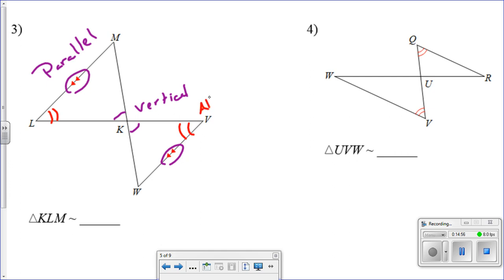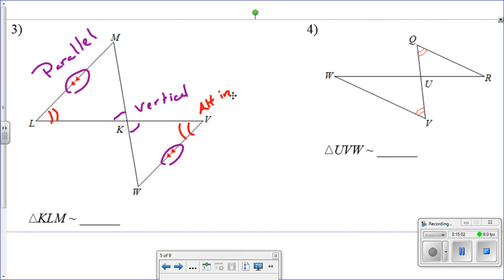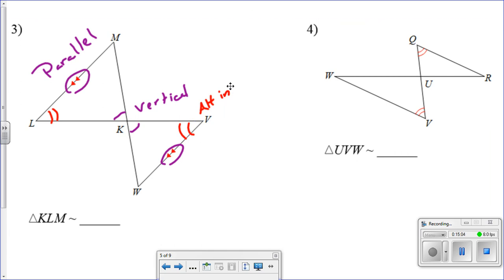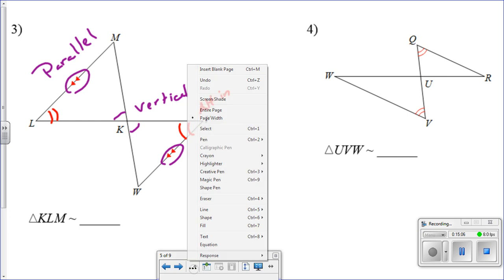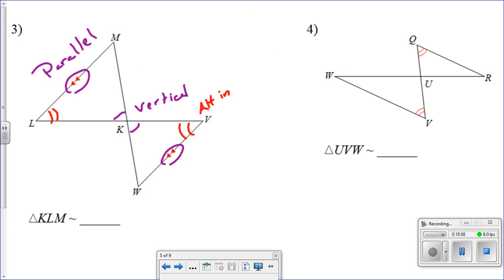And the reason why is alternate interior angles. Let's get that pen back here. Alternate interior angles. Similarly, you've got this angle right here congruent to this one for the same reason. Alternate interior angles.